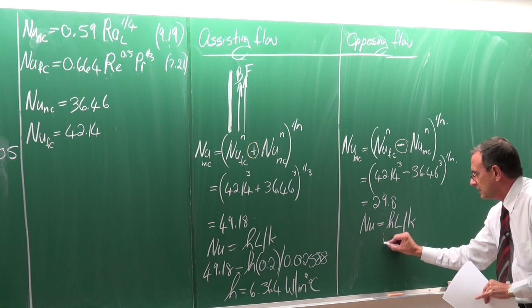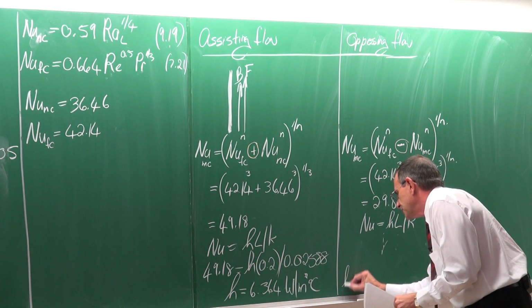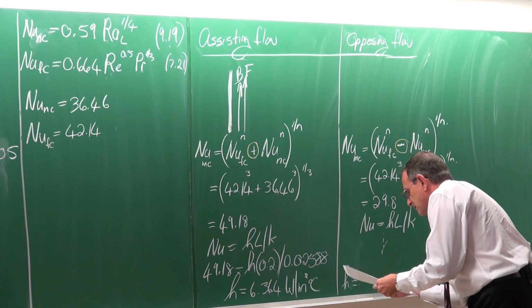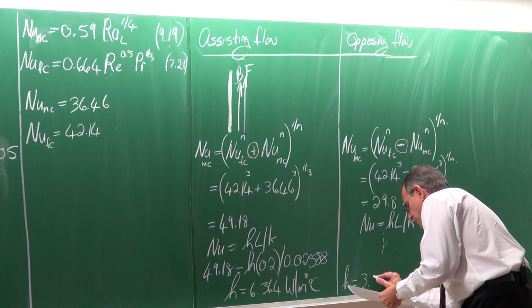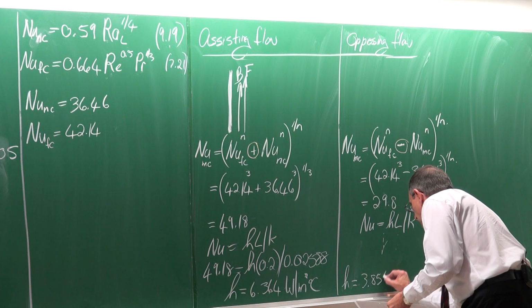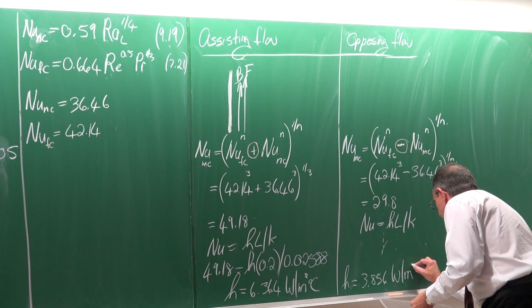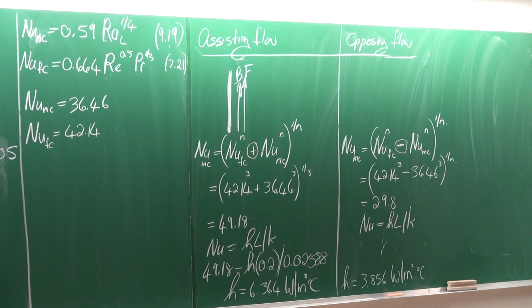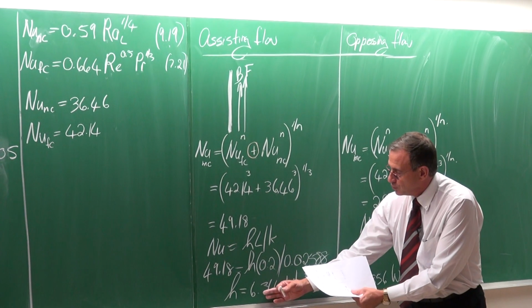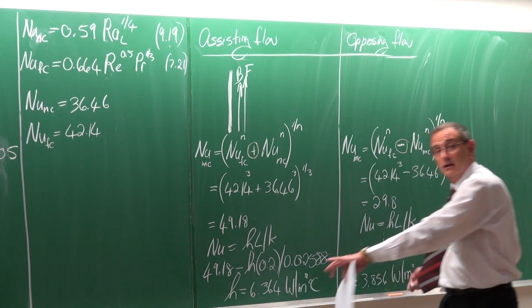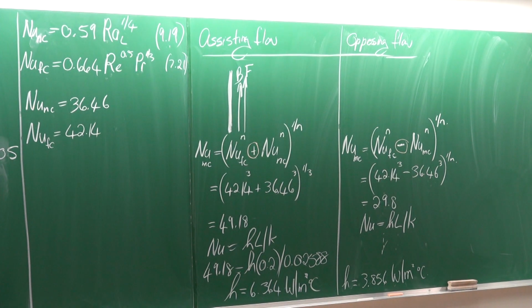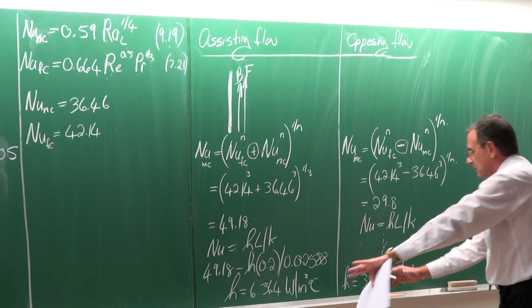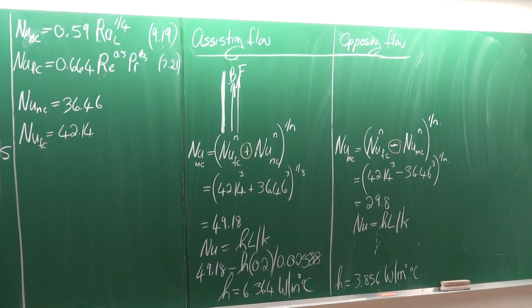And again, here we can do exactly the same calculation and then get the heat transfer coefficient as equal to 3.856 watts per square meter degree Celsius. I don't have any more room on the board, but if you can just continue underneath these two columns, first the left-hand side, and then the right-hand side.